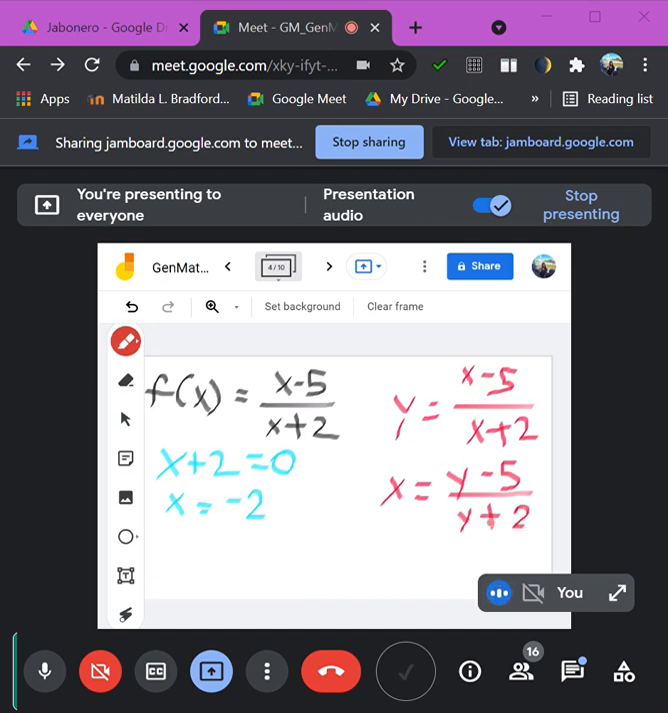Okay, so tanan na x dira, i-change ninyo siya into y, and then you are going to simplify or do cross multiplication. So ang mahitabuan na is x times y plus 2 is equals to y minus 5. And then, imo siyang i-distributive property. So, you will have there xy plus 2x is equals to y minus 5.